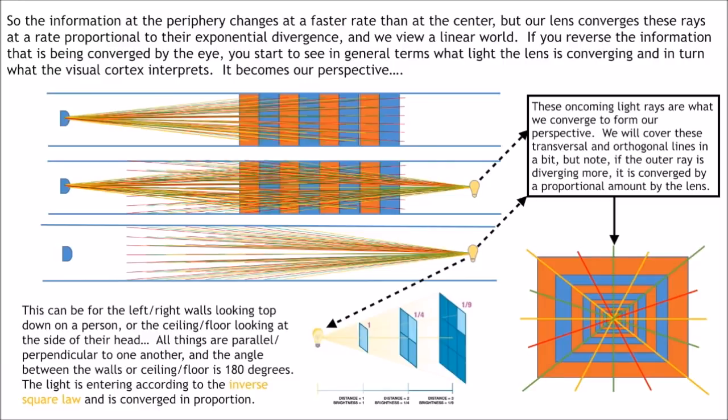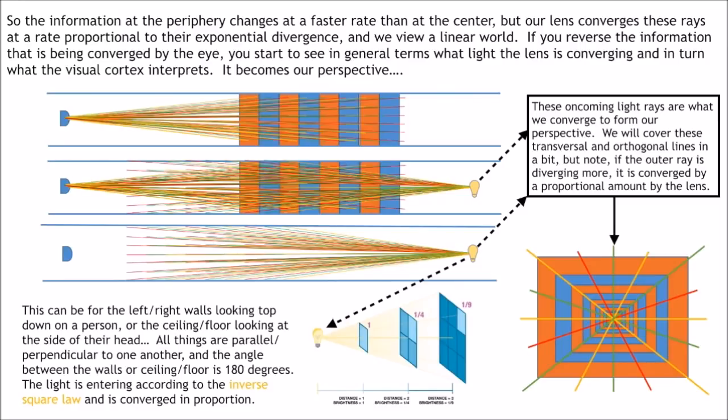So keep in mind, we see a linear world, and the linear world exists as it is. It is linear. It is not exponential. So again, you can be looking side-on view here with these diagrams, with this being the lens of the eye within the head of a person, or you could be looking top-down as if you are looking down on the top of their head, and these are the left and right walls instead of the ceiling and the floor. Either way, all things are parallel and perpendicular to one another within the actual real world.